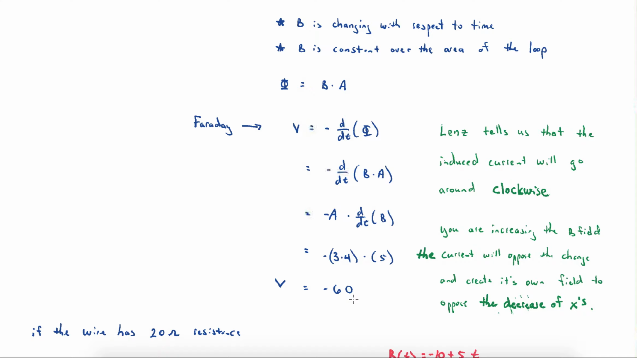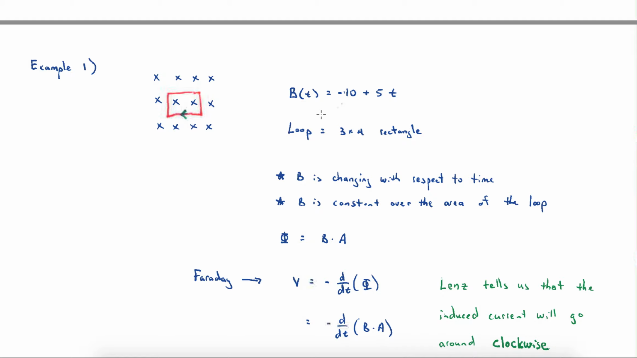Now, the current is going to oppose the change. So let's look up here. See how I have X's? The initial B field is negative 10, which is into the page. But I'm increasing the B field, making it less negative. So I'm getting less X's. And the current in the loop is like, no. I want all the X's.